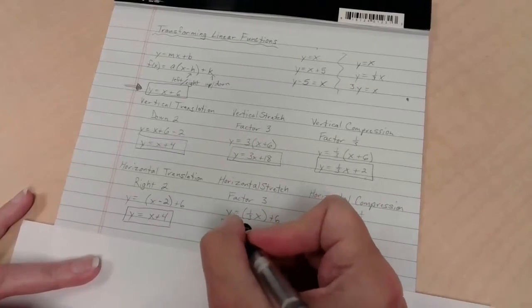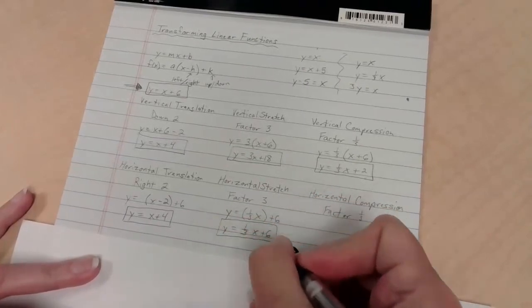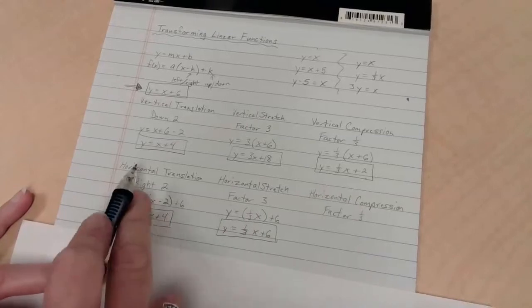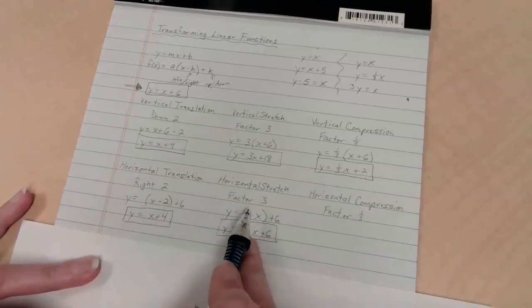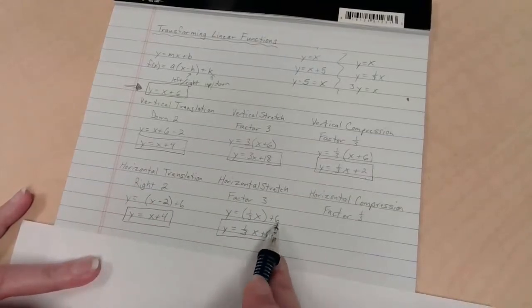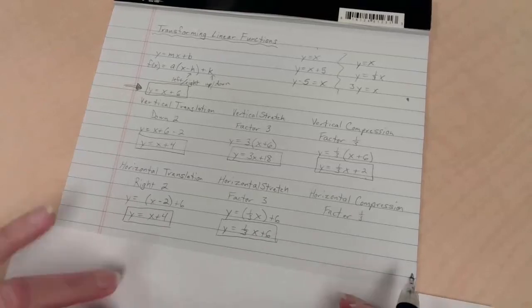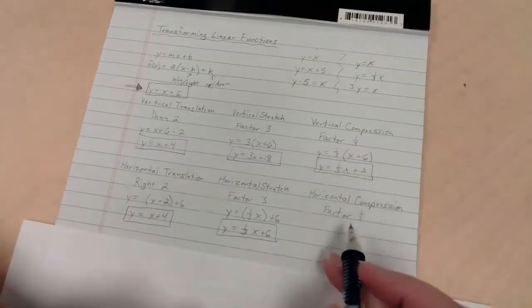I don't absolutely need the parentheses. Like I said, I just kind of like them because it shows that I'm changing the x's. So horizontal things change x's. Horizontal things change x's, not y-intercepts. Okay, can you make this leap?